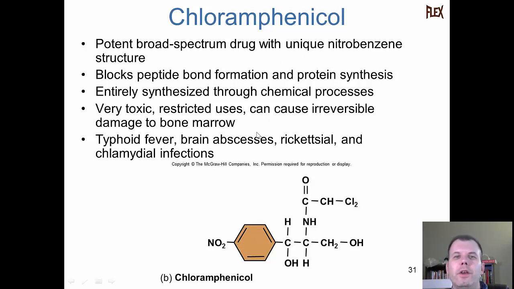Again, it targets the 50S. It doesn't allow for the tRNA to bind. And so again, the problem is that it's very toxic because, again, we have the 70S ribosomes in our mitochondria, so it can cause damage to bone marrow and other things. And so again, only in cases where we have some severe nasty infections that we know could be life and death do we use this drug. It wouldn't be given to some simple random infection. It's going to be something that's life and death.